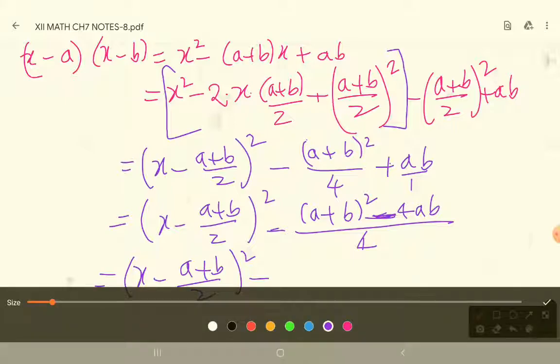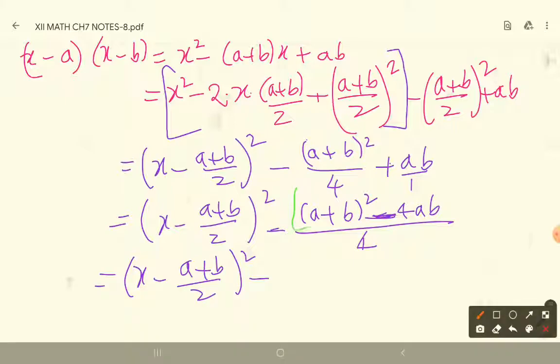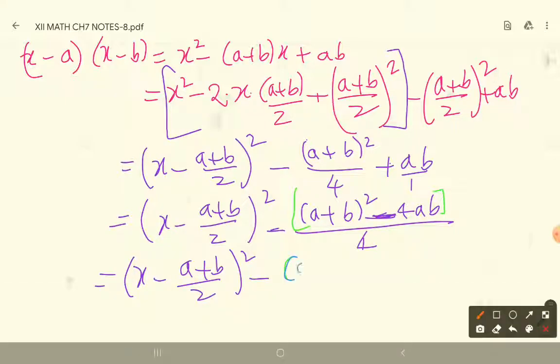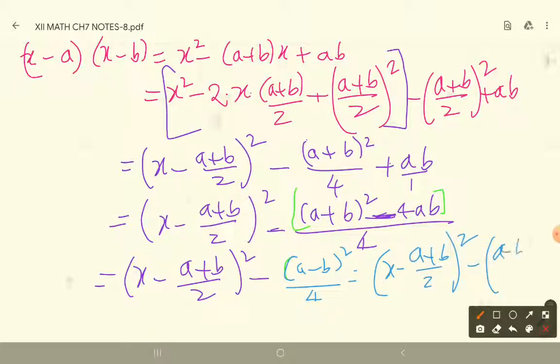So (x minus (a plus b) by 2) whole square minus this (a plus b) whole square minus 4ab. If you notice here, this one can be written as (a minus b) whole square by 4. So this is nothing but (x minus (a plus b) by 2) whole square, which is the variable square, minus ((a minus b) by 2) whole square, which is the constant square. Variable square minus constant square has come for this question. So like this it was expressed. Have a pause and look from first to last, then you will understand.